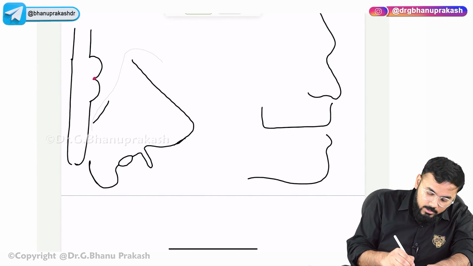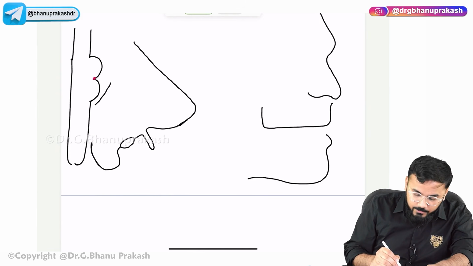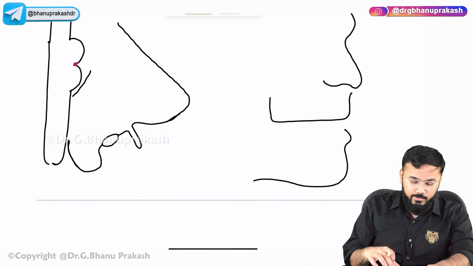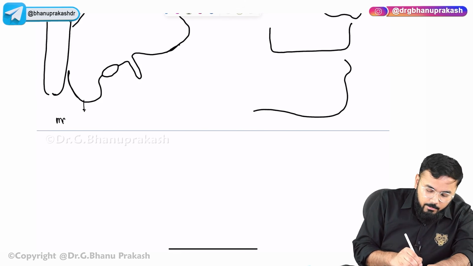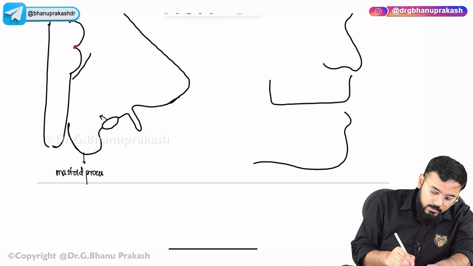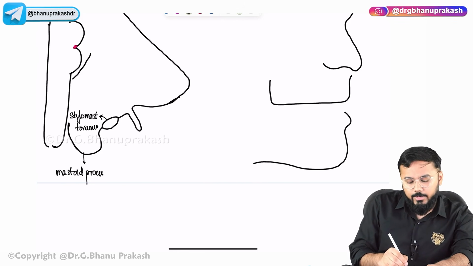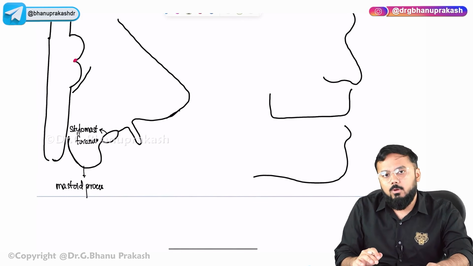So let me put up all these things over here a bit above. So this is your mastoid process over here. And what is the name of this foramen? Stylomastoid foramen, because this is located between the styloid process and the mastoid process. So stylomastoid foramen, and this bone is your petrous part of your temporal bone.